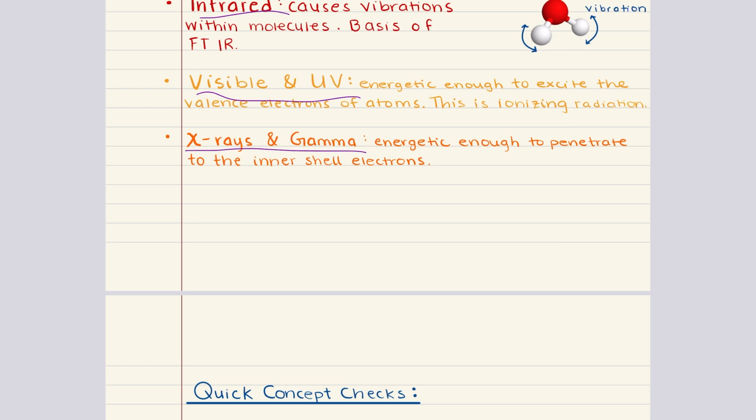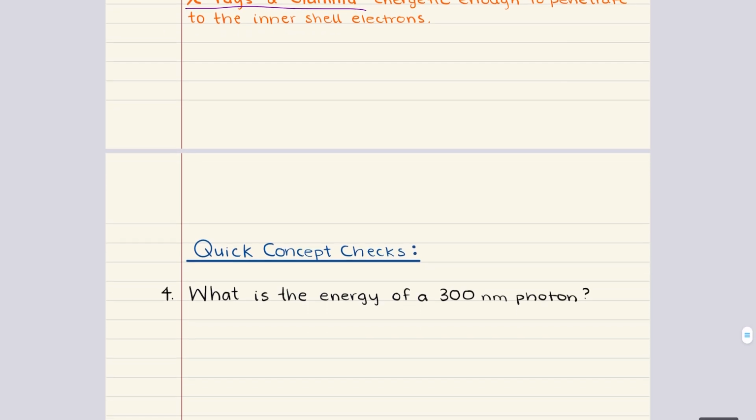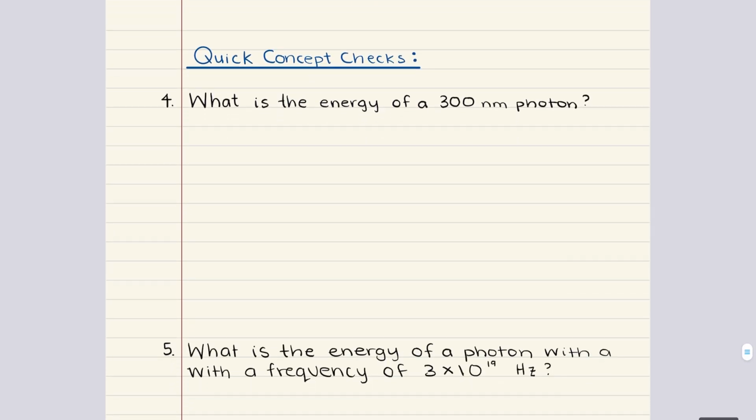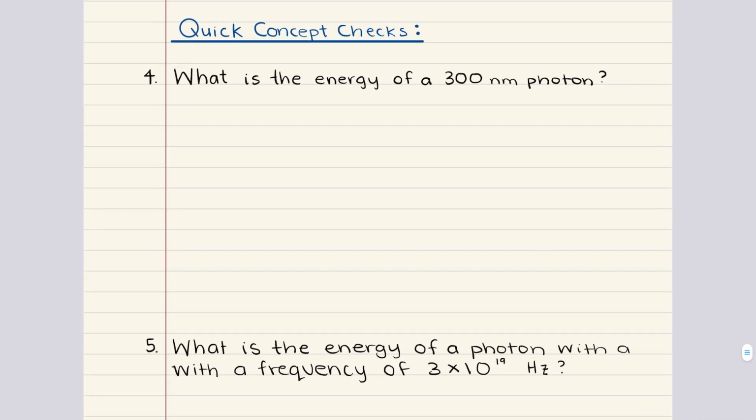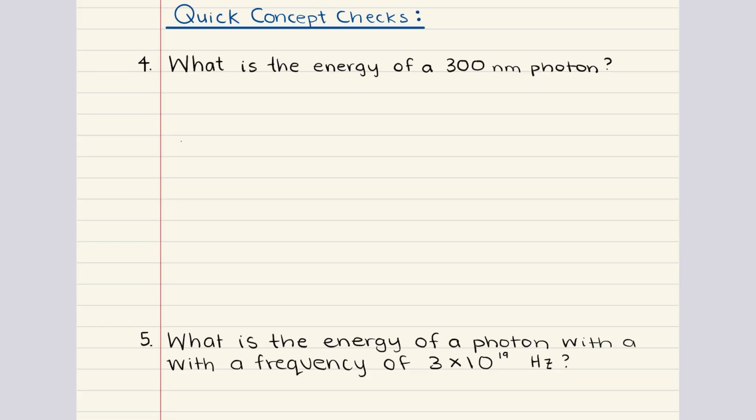What we're going to jump into is a couple more practice problems that we're going to do together. This first problem says, what is the energy of a 300 nanometer photon? To solve this problem, we're going to use the following equation.